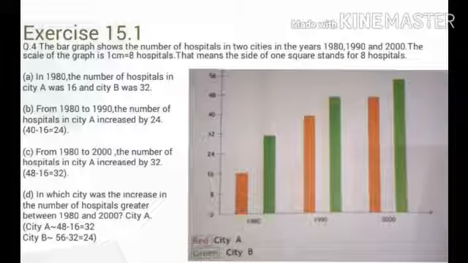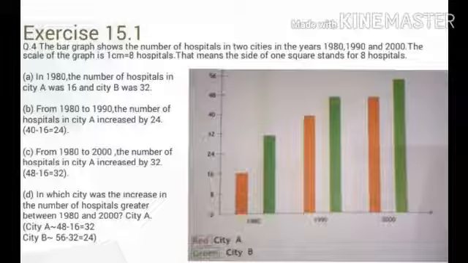Clear? C. From 1980 to 2000, the number of hospitals in City A increased by how much? So from 1980 to 2000, the number of hospitals in City A increased by 32. How? See, in 2000 you will see that the number of hospitals is 48, and in 1980 it is 16. So in the same way you will subtract 48 minus 16. The answer will be 32. So the answer for C will be 32.